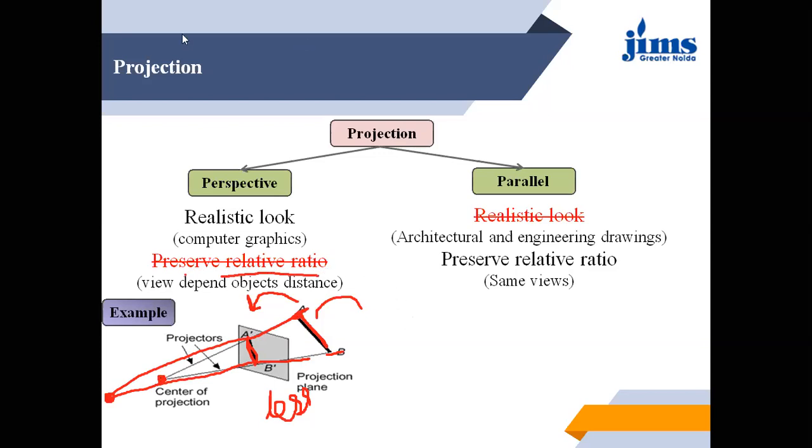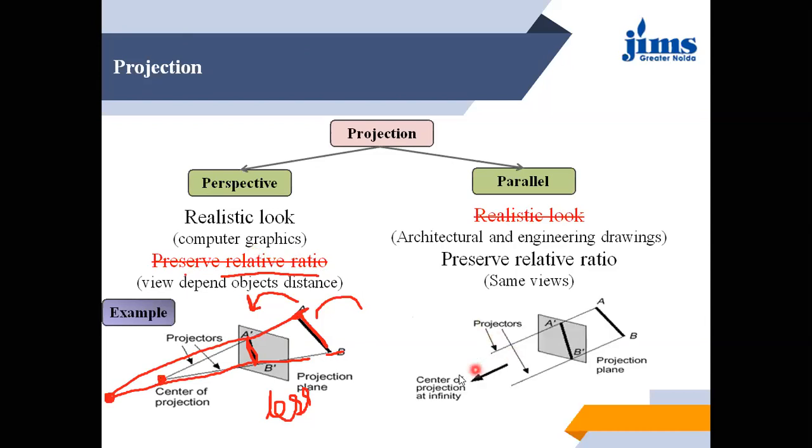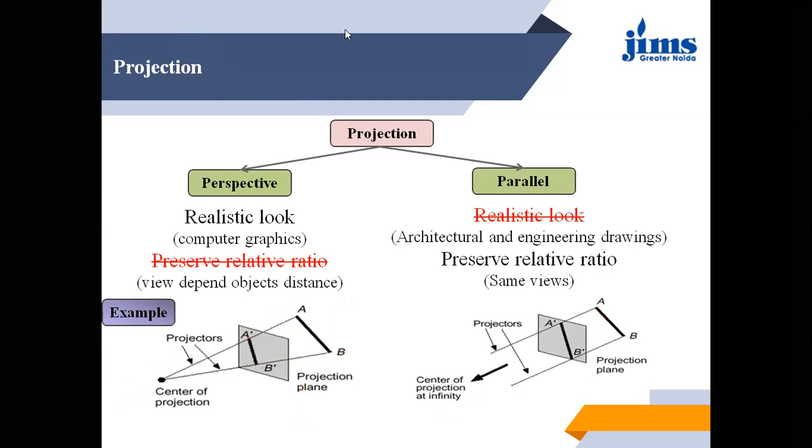In the case of parallel projection, you can see with the example that the center of projection is at infinity. So the projected rays seem to come from infinity, and when they come from infinity, they are parallel to each other, and the image of the object AB, that is A dash B dash, is of the same size as AB. So in this case, the relative ratio of object and image is preserved, that is, of the same size. So this is the main difference between parallel and perspective projections.